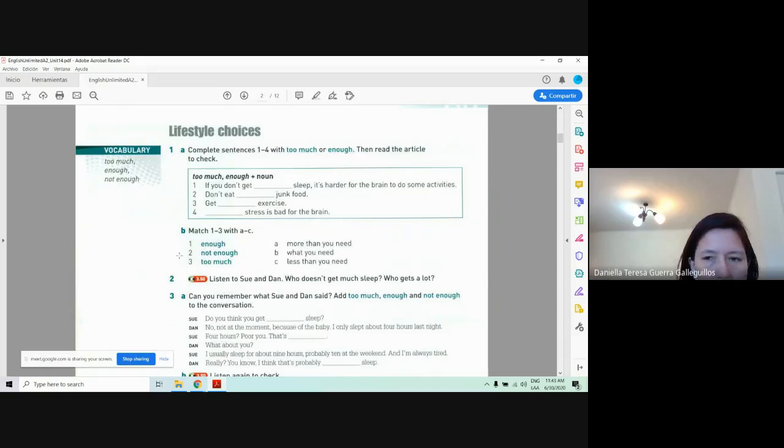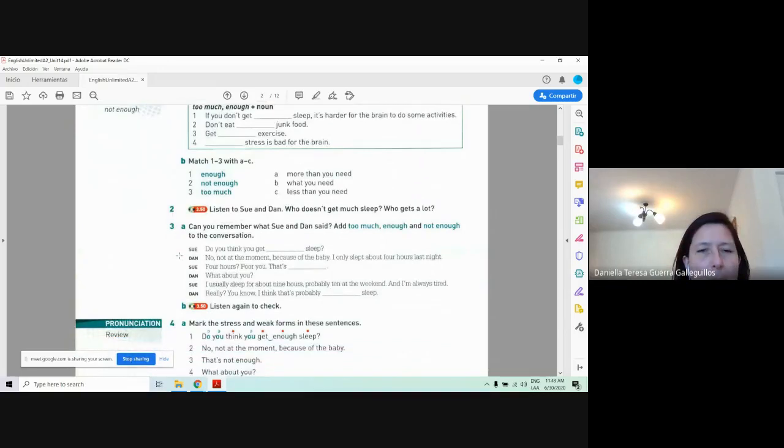Very good. To finish this part, we are going to listen to a conversation between a girl called Sue and a person called Dan. One of them doesn't get much sleep, but the other gets a lot of sleep. Now, look at those expressions. Too much sleep or a lot of sleep, not enough sleep. Look at those expressions, all right? Now, let's listen and then identify them and complete the conversation. Please read the conversation first.